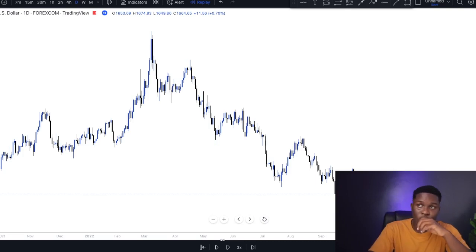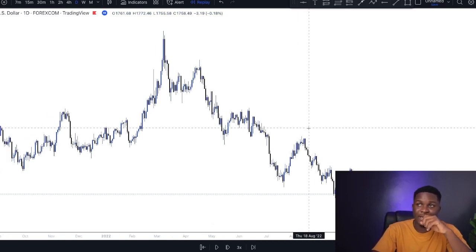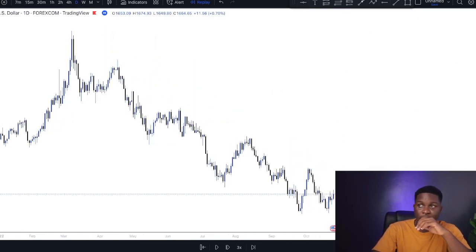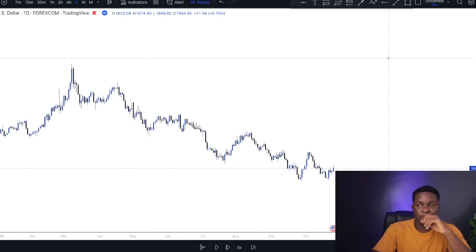So the first thing that you want to do is to come to any pair. Now you guys know that I love gold a lot, so I'm definitely going to be using gold. First of all, you want to come to gold, and then go to maybe the weekly time frame or monthly, but preferably I like to do this on the daily. The most important thing is that you want to go to the daily time frame or a higher time frame.